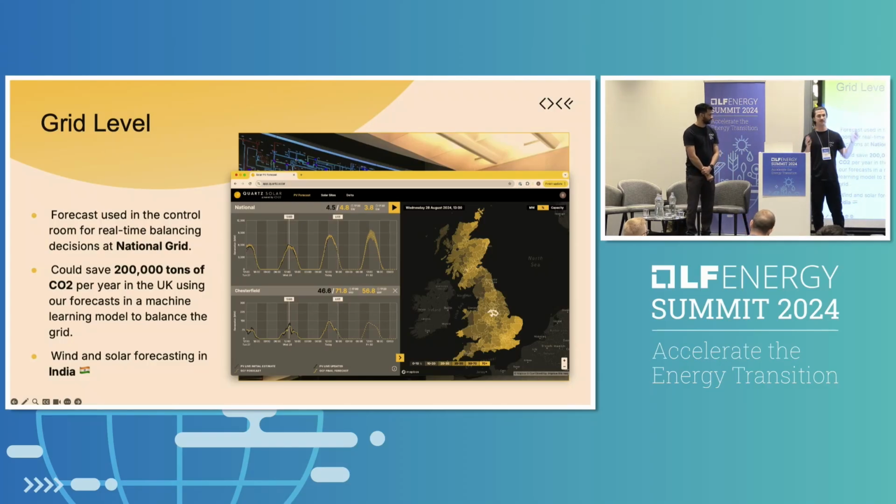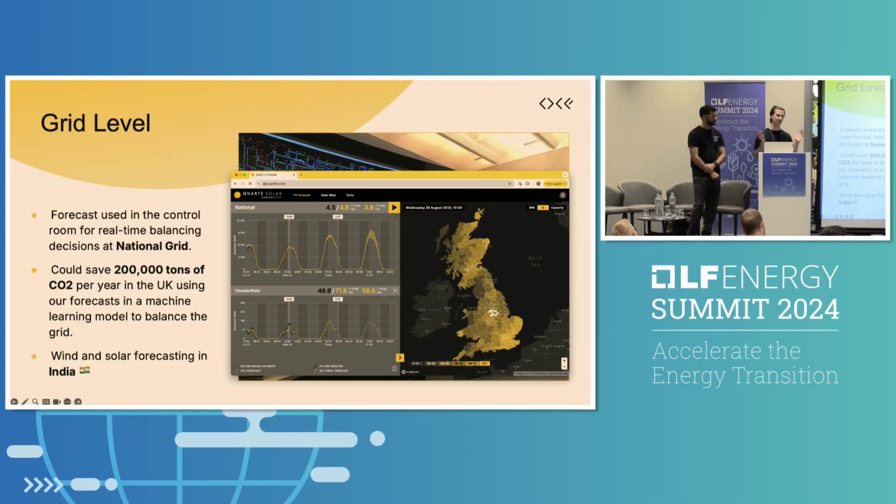And then we take all of these individual forecasts and put them through another machine learning model to get our national forecast here. We can serve this up via the UI and API as not just the expected forecast, but probabilistic bands as well. We've recently done a project in collaboration with the Smith Institute, looking at using a machine learning model to try and balance the grids in a more dynamic way. And from just using our improved solar forecast alone, we're able to save about 200,000 tons of CO2 per year.